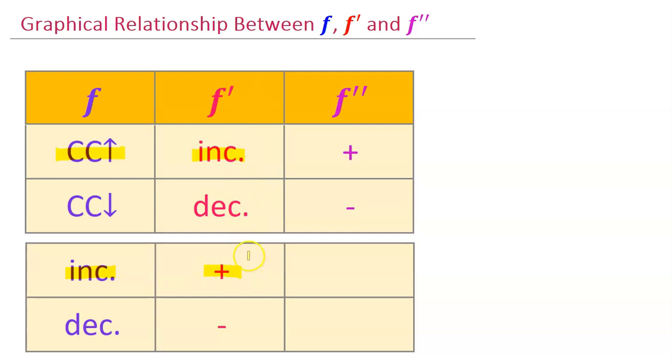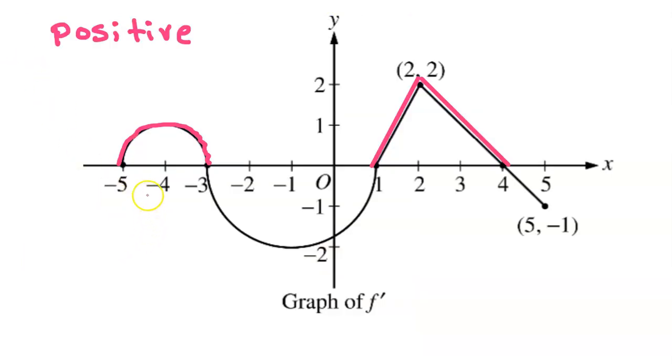So as we look at the graph of f prime, we need to see where f prime is increasing and positive. F prime is positive for these parts of the graph because it is above the x-axis. Out of these red sections, the purple parts show where f prime is increasing. So f prime is positive and increasing from -5 to -4 and from 1 to 2.